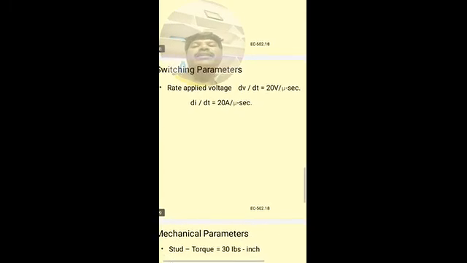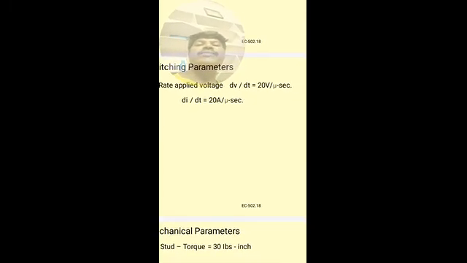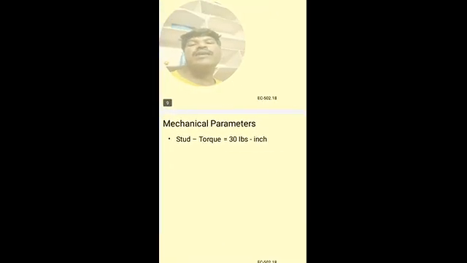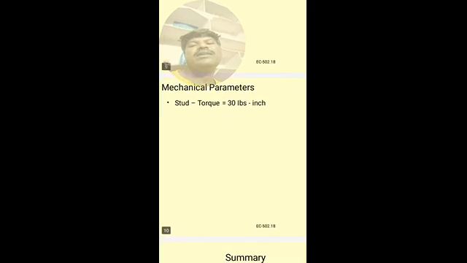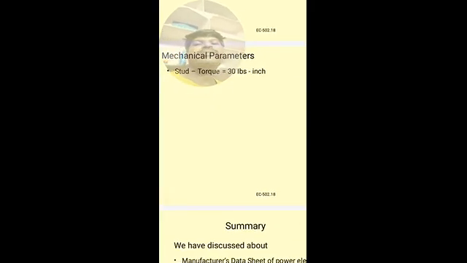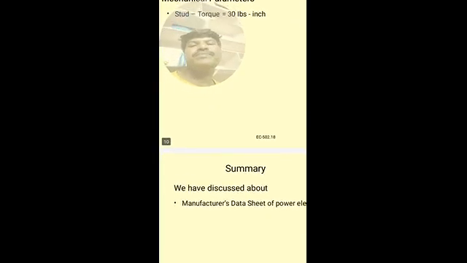Switching parameters, rate of applied voltage dV by dt is 20 volts per microsecond. So in 1 microsecond it can stand with 20 volt change in the voltage from anode to cathode. dI by dt is 20 amperes in 1 microsecond. Mechanical parameters are stud torque 30 lbs per inch, pounds per inch.